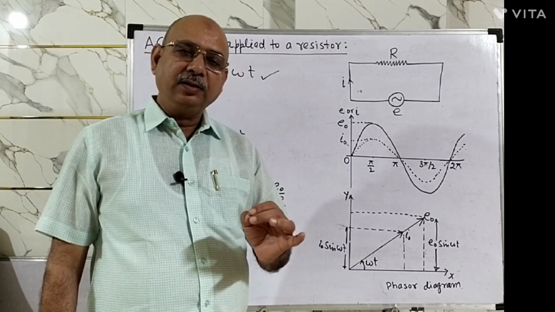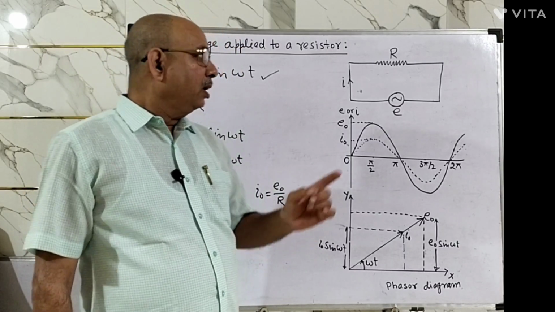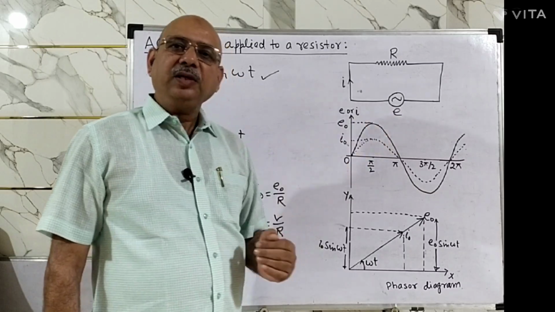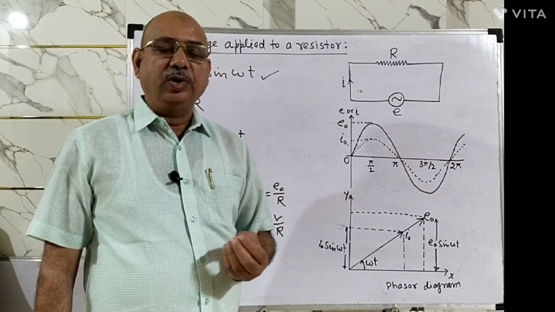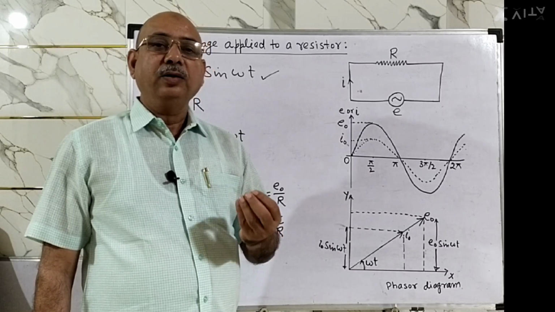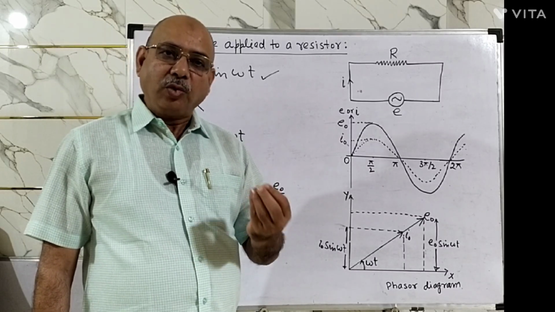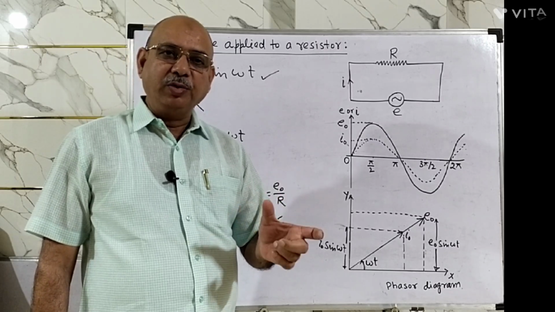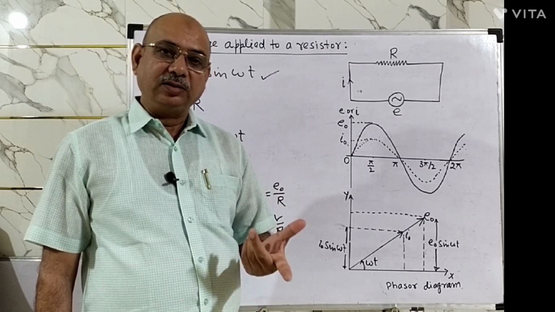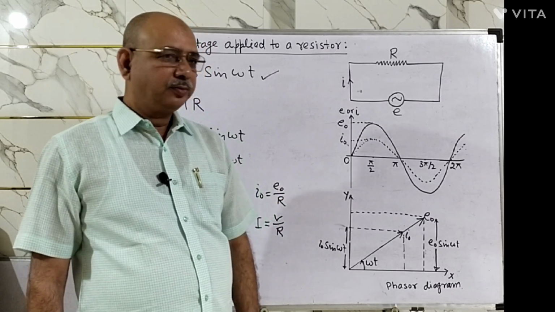Thus, we can say that when AC voltage is passed through a resistor, current and voltage both are in phase. That means it changes its value between 0 and maximum at the same time.